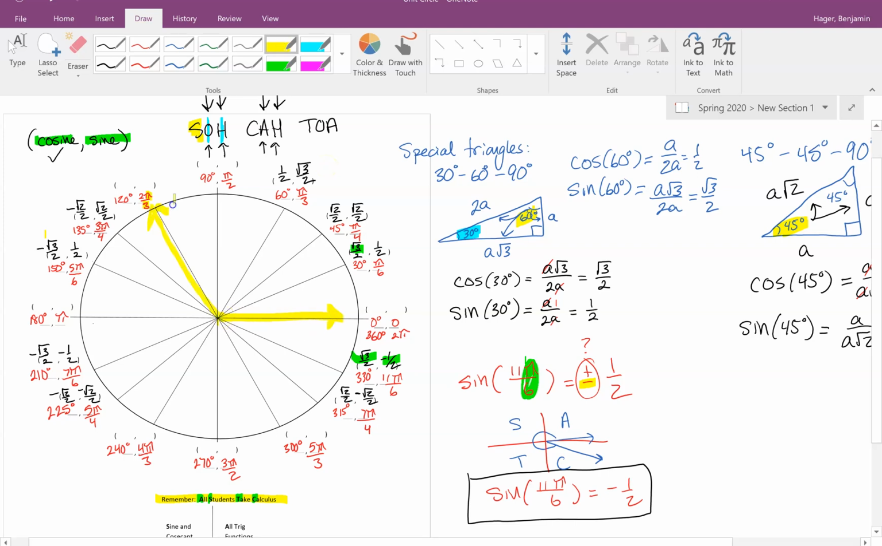At 120 degrees, remember that's a 60-degree reference angle. That's the size slice of pizza I'm dealing with. It's always how far are you, or what's the closest way to get to the x-axis. Since it's 60 degrees, I'm guaranteed that cosine is a half, sine is rad 3 over 2.